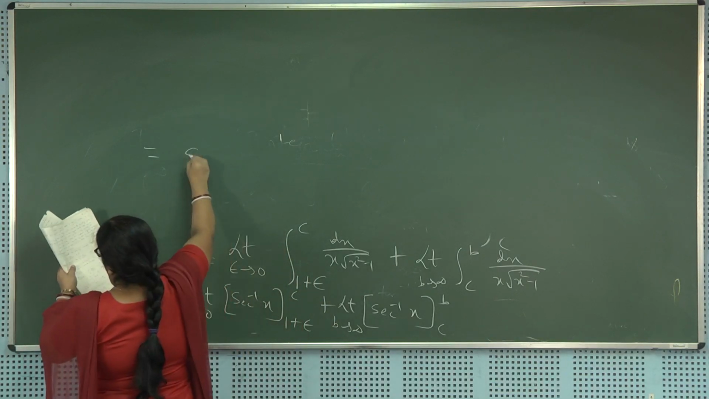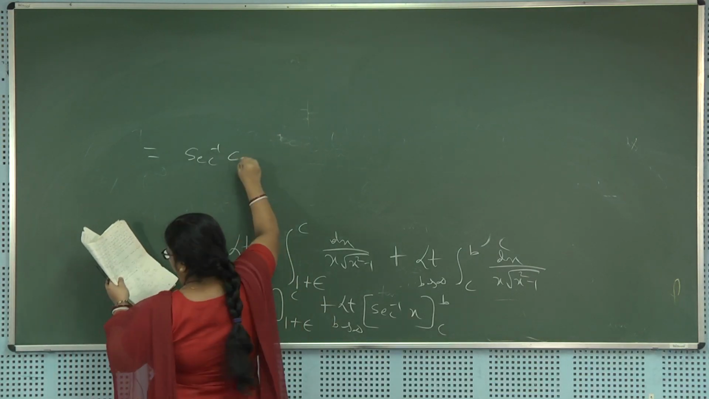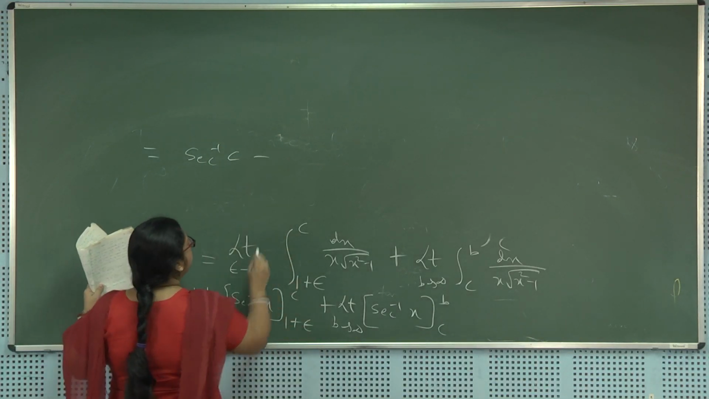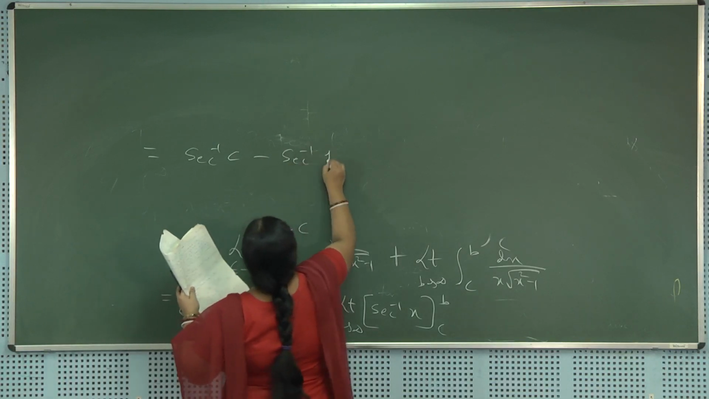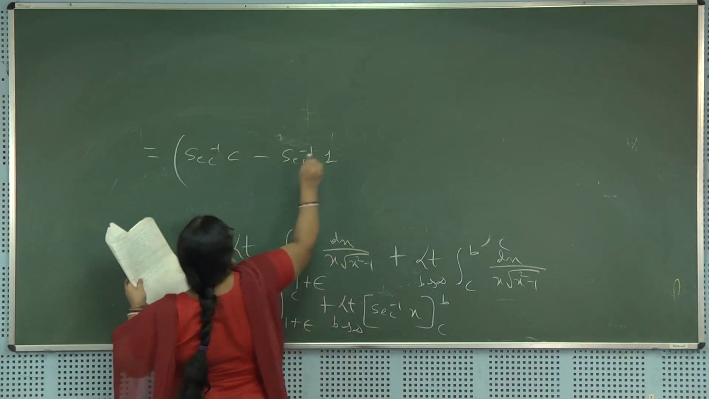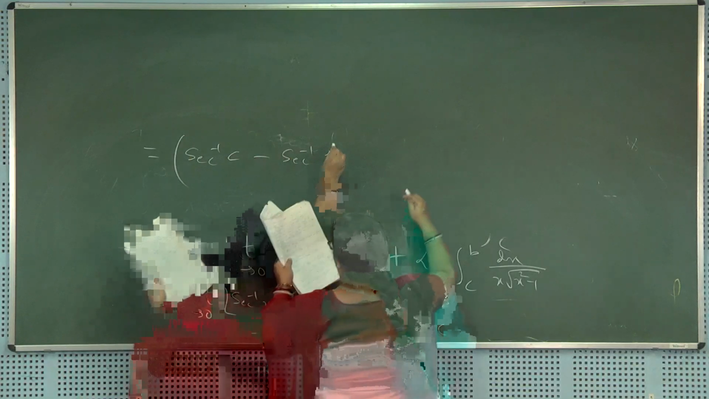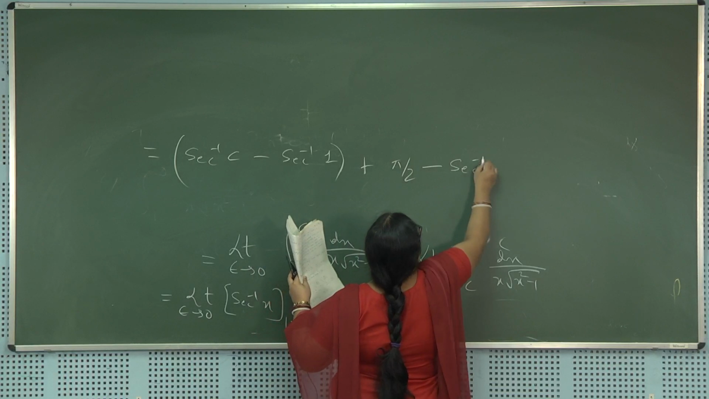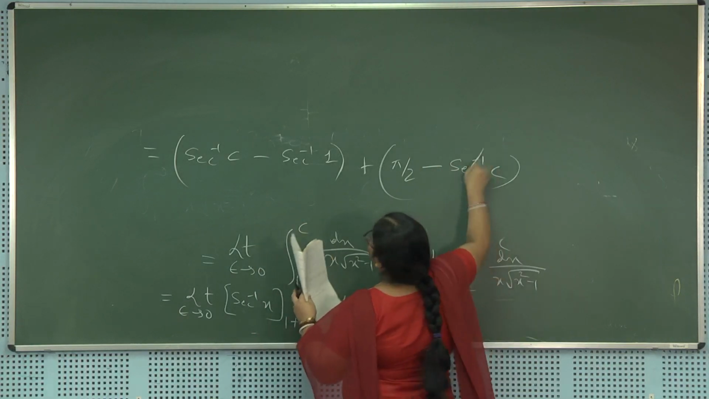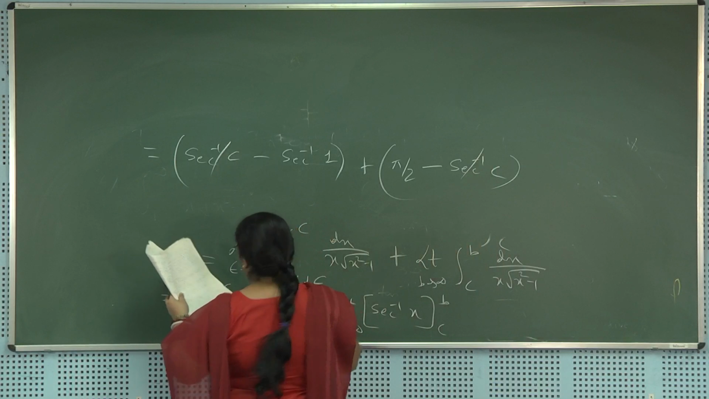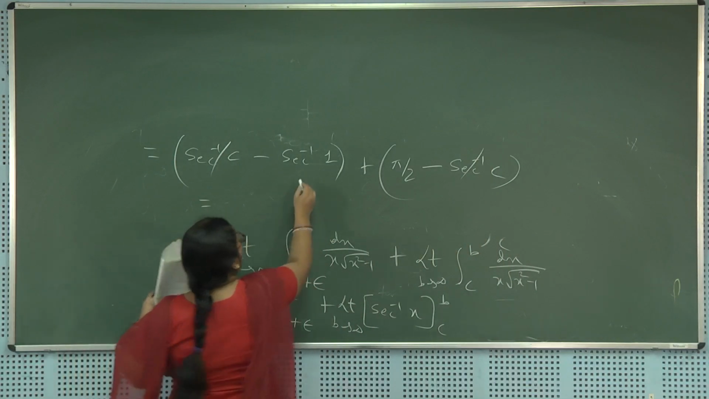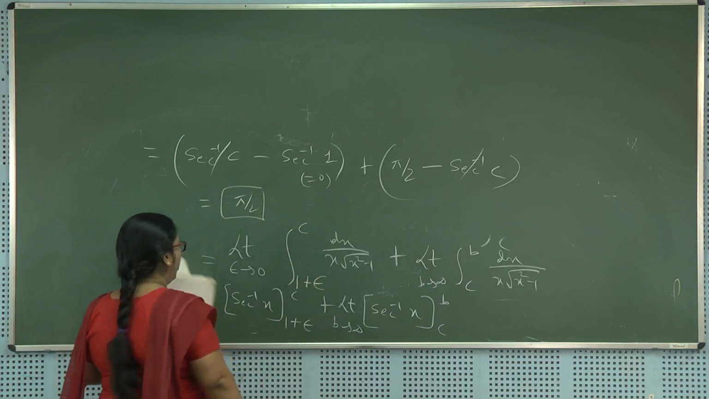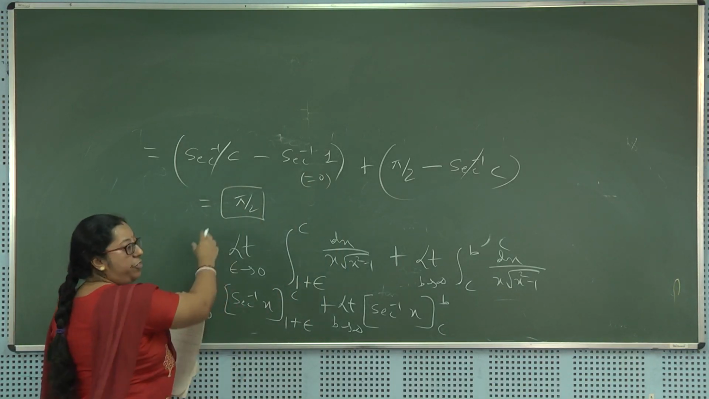So, it will become sec inverse of c minus, if you put the limit, sec inverse of 1, b and b tends to infinity. So, this will become pi by 2 minus sec inverse of c. So, these two will be cancelled and whatever is left is sec inverse of 1, which is 0. So, this will be pi by 2. So, this is the answer. So, we will say that the given improper integral converges to pi by 2.